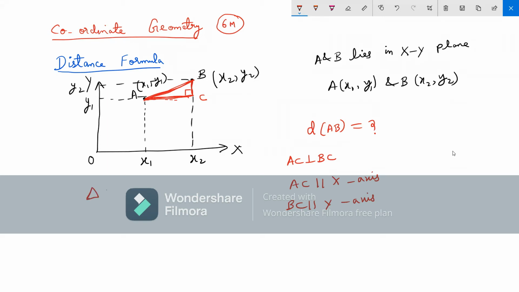So triangle ACB is nothing but a right angle triangle. Now in a right angle triangle you can use the Pythagoras theorem. So according to the Pythagoras theorem, AB square, the square of the hypotenuse, is equal to the sum of the squares of the perpendicular sides. So AC and BC are the perpendicular sides. So this is by the Pythagoras theorem.